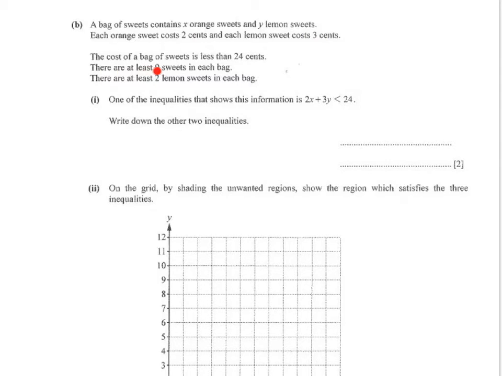So let's look at the next one. There are at least 9 sweets in each bag. Now it doesn't tell us if it's talking about sweets that are orange or sweets that are lemon. It means both of them. So if I add both of them together, there's got to be at least 9. So that means it's got to be bigger than 9. It could also be 9. At least means it's got to be bigger than or the same as 9. So that gives us one of our other inequalities.